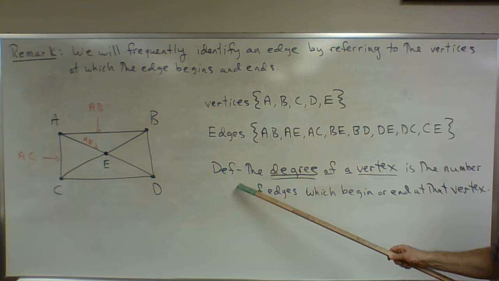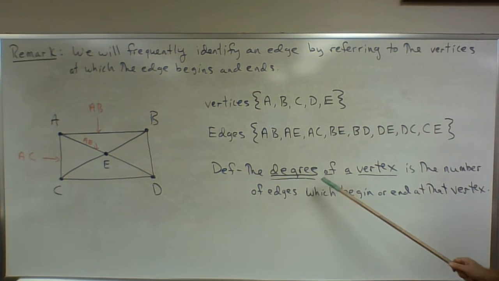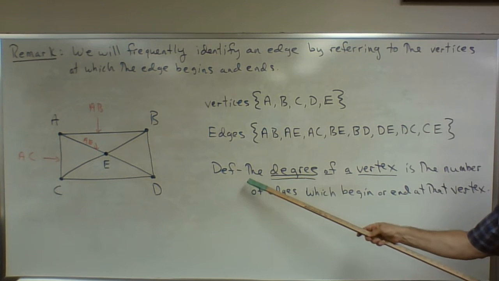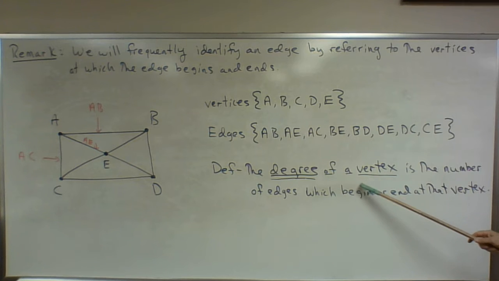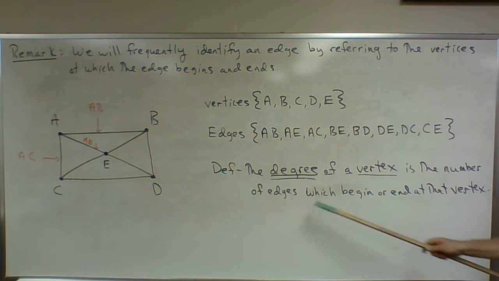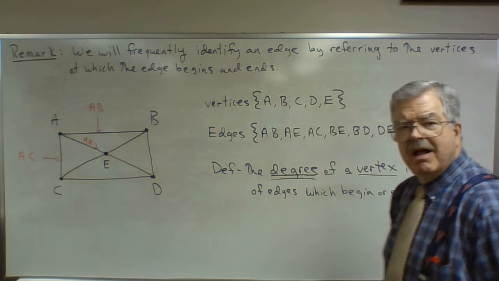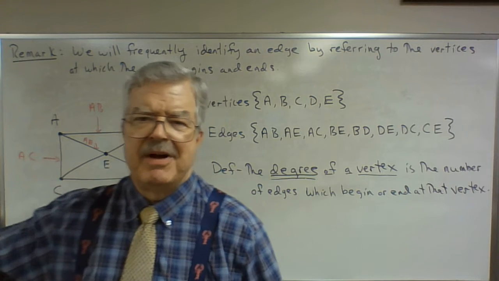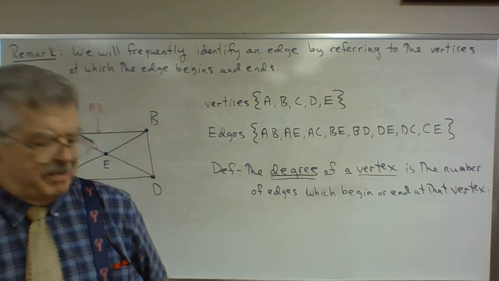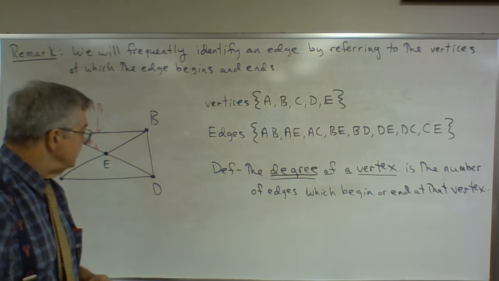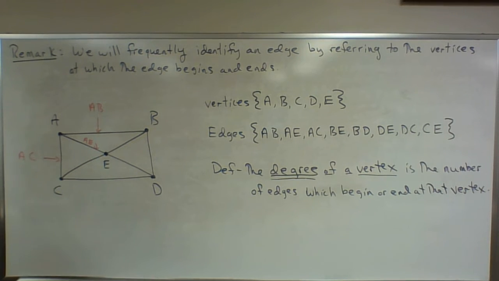Now we'll introduce the concept of the degree of a vertex. And this is kind of tricky. We're going to define it this way. The degree of a vertex is the number of edges which begin or end at that vertex. We're going to have to clarify one case in a little bit. We don't need to do that right now. But let's look at our example.